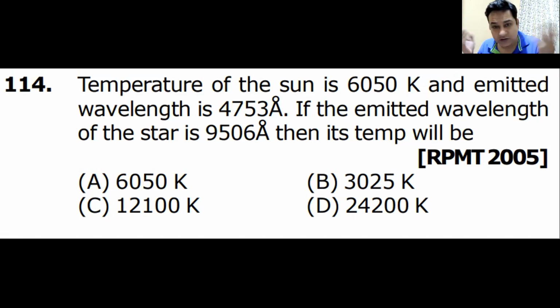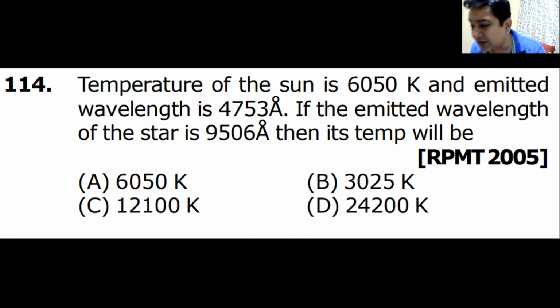Yes, the answer is 2. Without looking anywhere, the answer is 2. You will have to apply, in such questions, lambda m into T is constant. Which law am I talking about? I am talking about Wien's law. Do we understand this? The product of lambda, wavelength, and temperature T is constant, or lambda is inversely proportional to temperature.